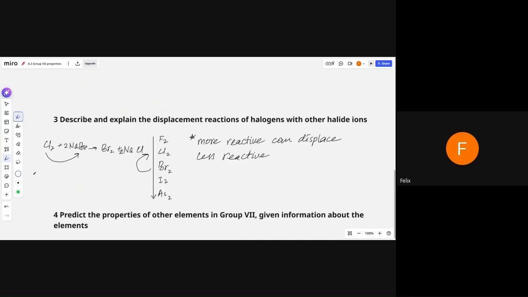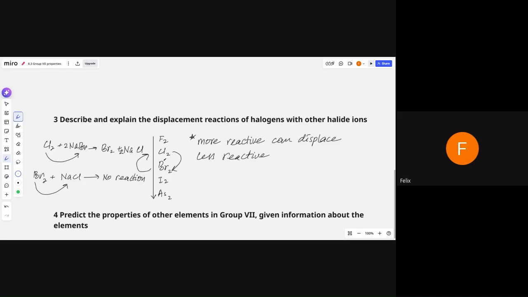But if it is like this, Br2, bromine, reacting with sodium chloride, what will happen? No reaction, right? There will be no reaction because bromine is less reactive. It is less powerful than chlorine because bromine is lower in the periodic table as compared to chlorine. So it will not be able to kick chlorine out of the salt, right? This is how you need to develop your understanding.